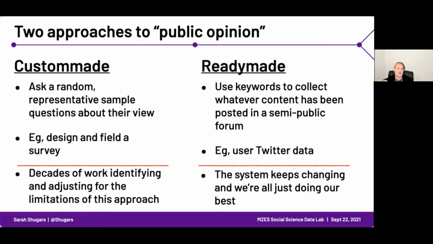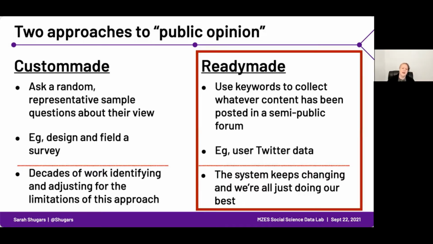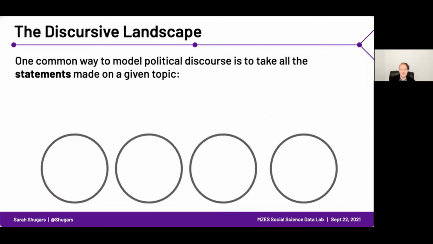So there's lots of different moving pieces, and we're sort of collectively being like, well, it kind of works, but we don't really know what the errors are. Okay, so that is all to say, the focus of this session is really on this ready-made piece and thinking about what it means if we use this passively collected data to try and measure public opinion, or how people are talking about politics or something broadly in that space.